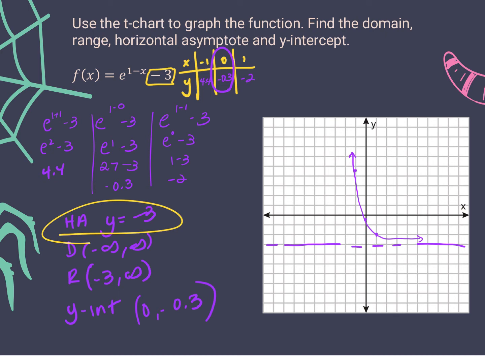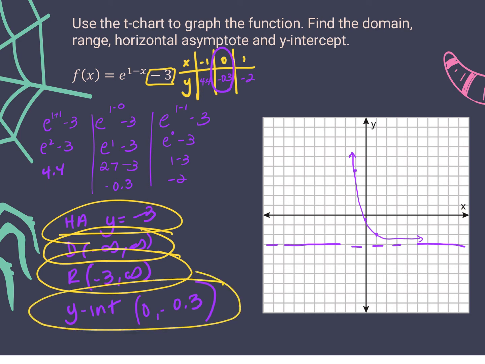Wait, you said 1, -2? Yeah. When you plug in 1, you get e to the 1 minus 1, which is e to the 0. That's 1. 1 minus 3 is -2. So then I would draw my asymptote. Then I would draw my curve, making sure it curves and gets close to that asymptote. Domain, because it's exponential, is all real numbers. Range goes from -3 to positive infinity. And the y-intercept is 0, negative 0.3.